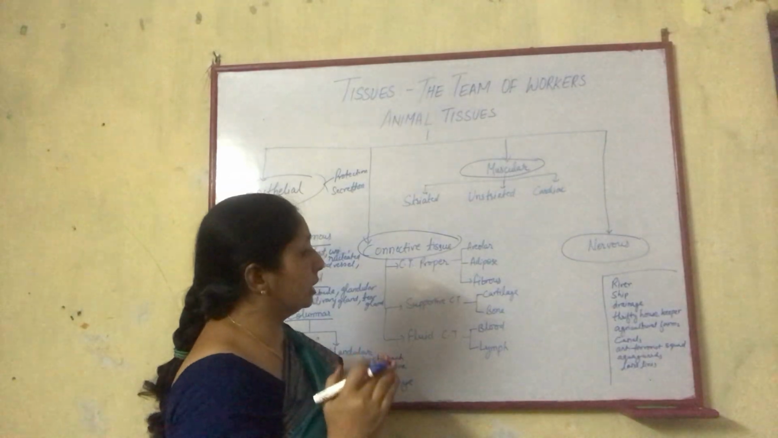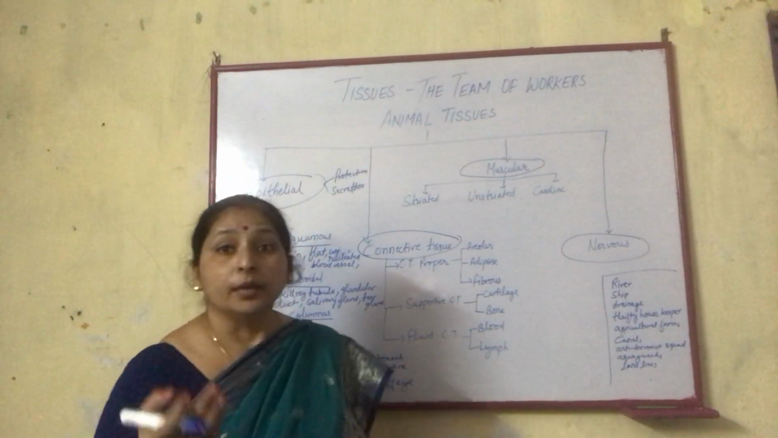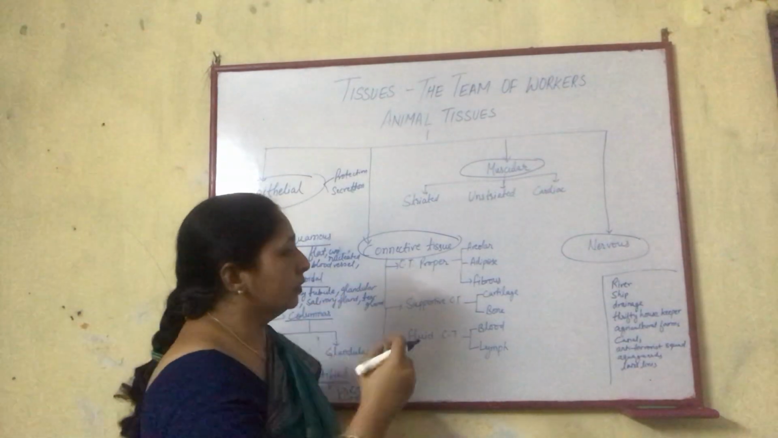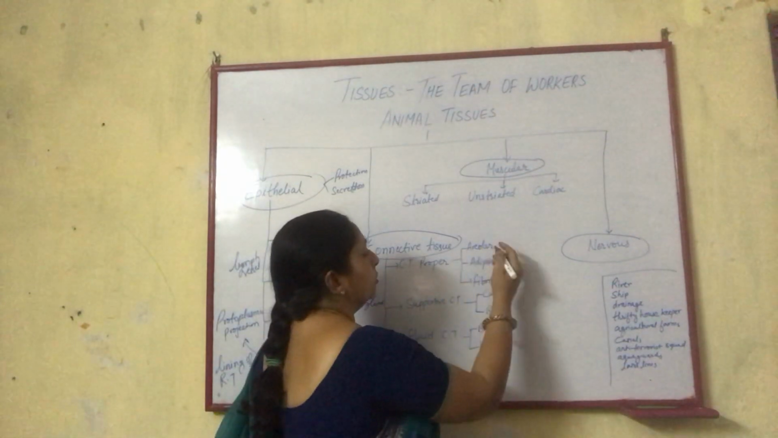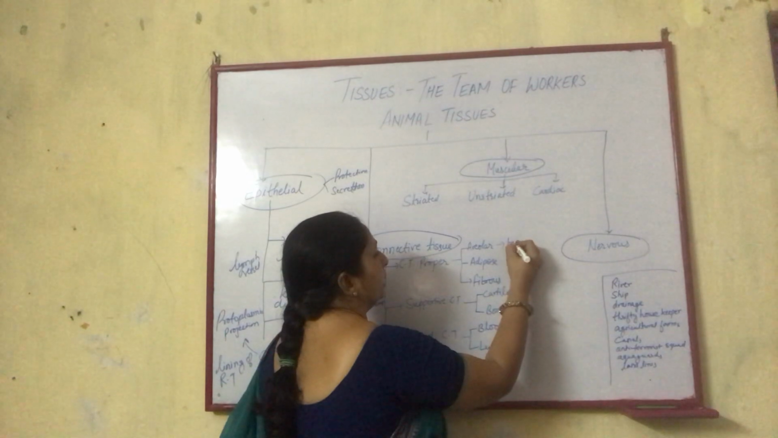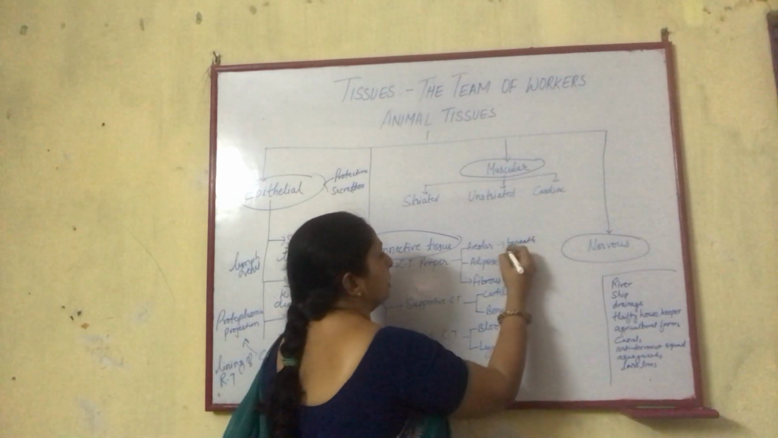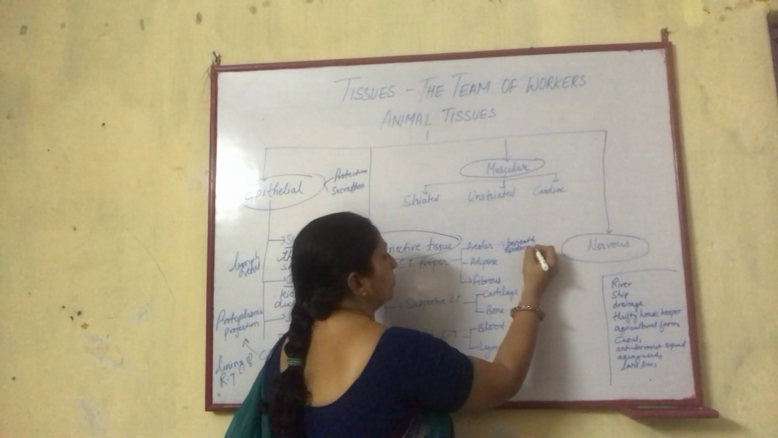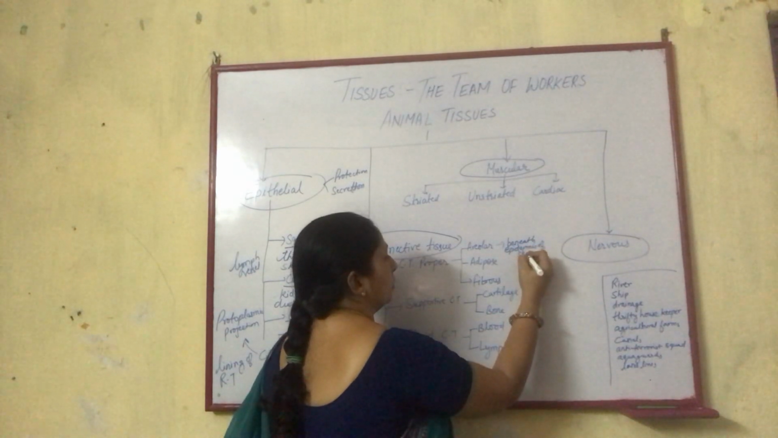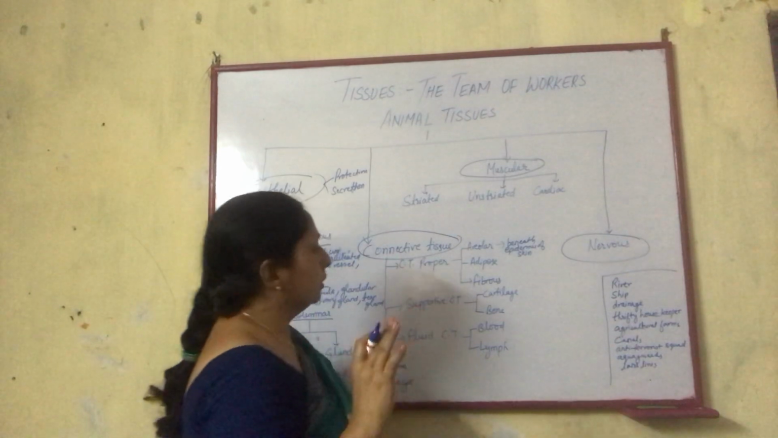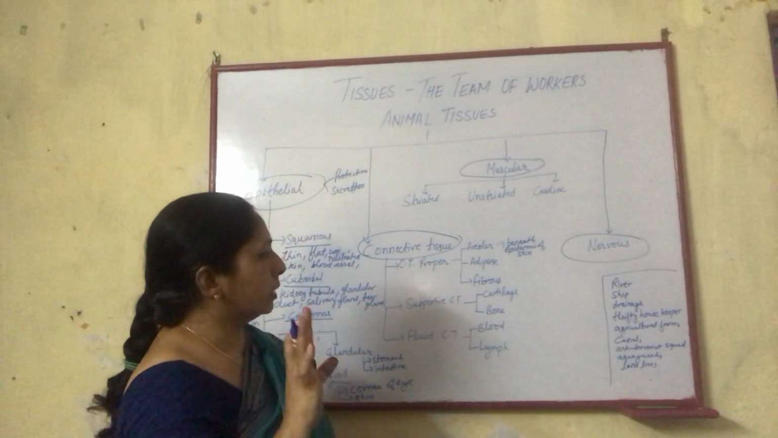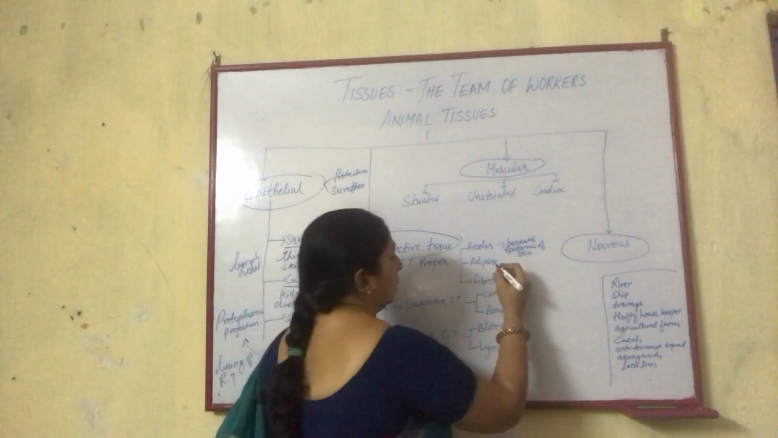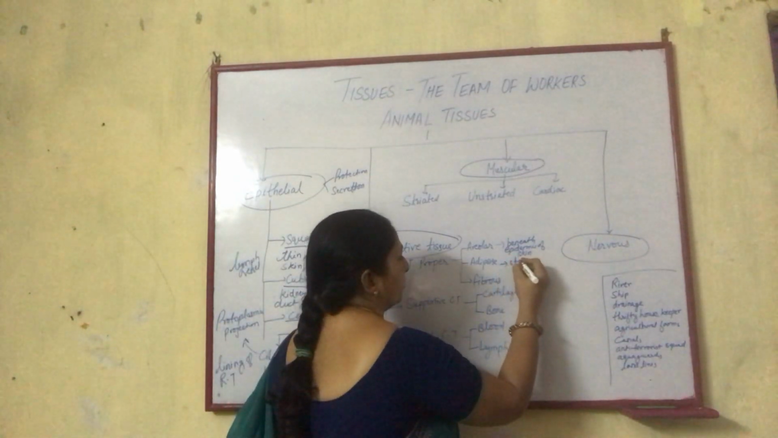Areolar tissue is basically present beneath the epidermis of the skin. Under the skin, the layer is the areolar tissue, beneath epidermis of skin. Most widespread, and the role is to give support. Then adipose tissue. Adipose tissue is for storing fat.